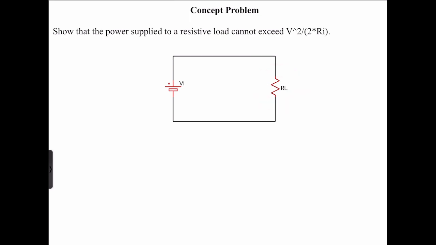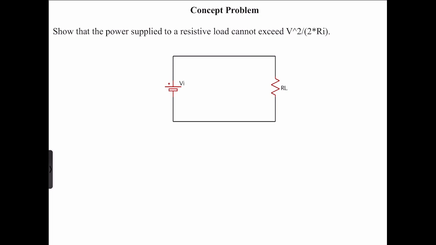And in a circuit like this, we need to know what value will dissipate more power, because the question is, show that the power supplied to a resistive load cannot exceed this expression, which is V squared divided by 2 times Ri. So we're trying to show the maximum power condition, and we want to evaluate it with this guy to see if it can exceed this guy.